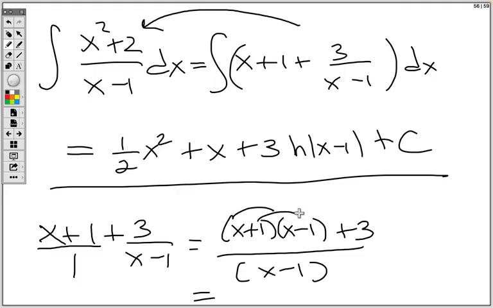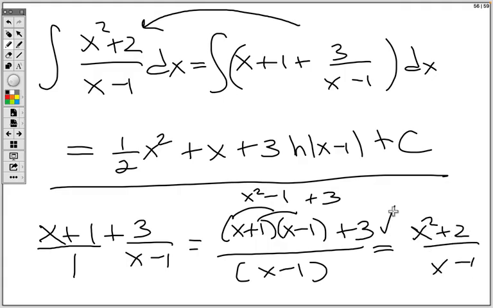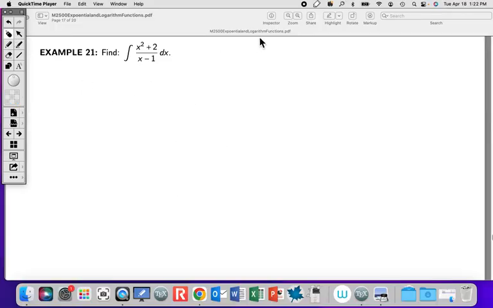And now we multiply out. We get the difference of 2 squares there. So we get x squared minus 1 plus 3. So sure enough, in that numerator, we get x squared plus 2 over x minus 1. So that'll do it for number 21.